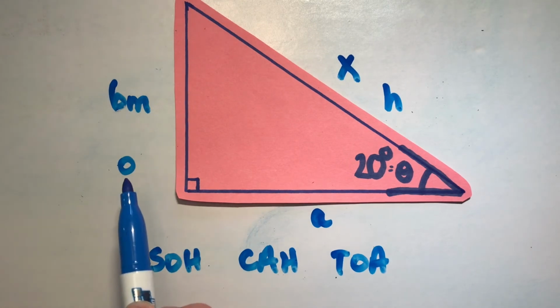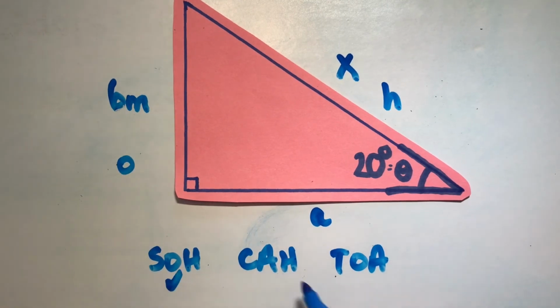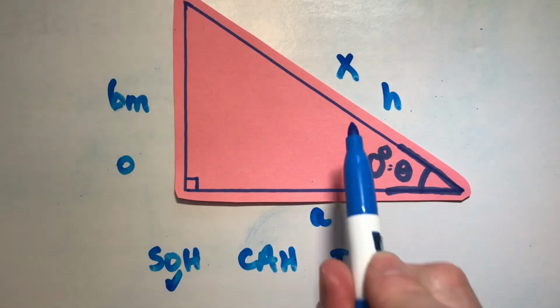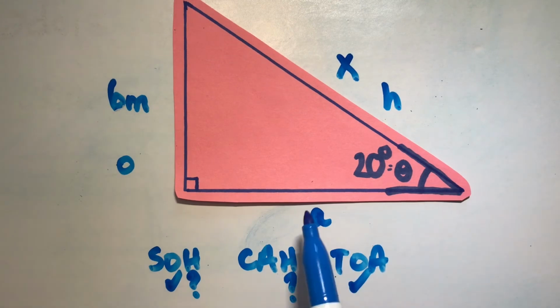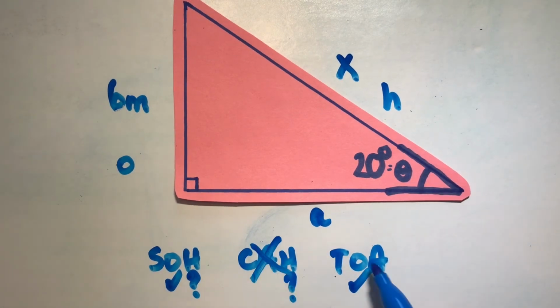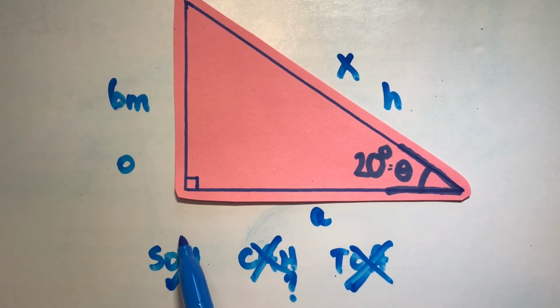Well, let's start over here. We have the opposite, so again, I'll put a check mark under the O's in Sohcahtoa. We want to find the hypotenuse, so that means a question mark under the H's. Notice this time that the adjacent is completely irrelevant to our problem. We don't want it, and we don't have it. So I'll cross those out.